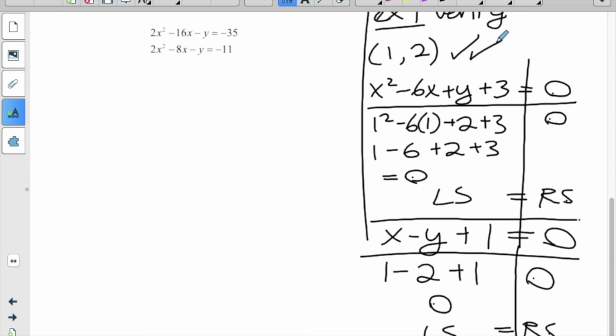Now I got to do the exact same thing for the other point. To save a little time, I'm going to leave that for you guys to try later. Do you guys get the idea? Yeah? Okay, so do the same for 4, 5. But that's the process. All right, next. Let's try this one.